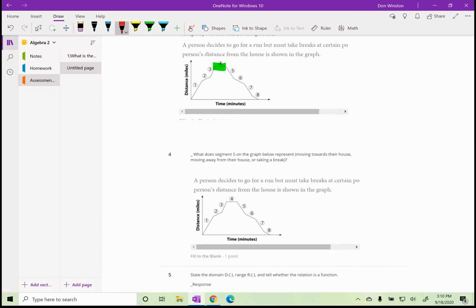Well, again, they started at home and they were walking. They decided to go for a run. So as they went away for a run, they were going away from their home. So the distance was getting greater. And then now the distance is declining. So they're running back to home. They're moving towards their house.